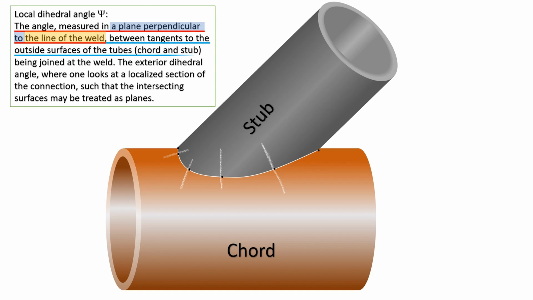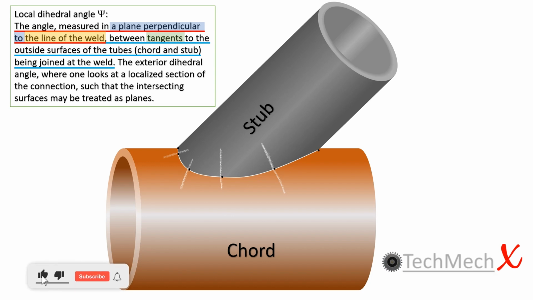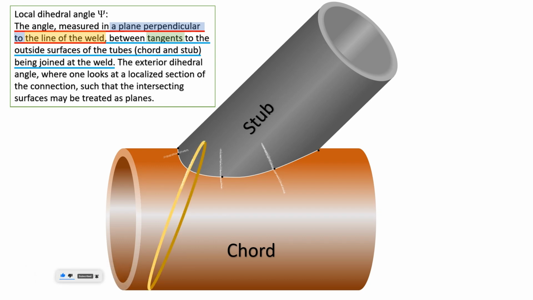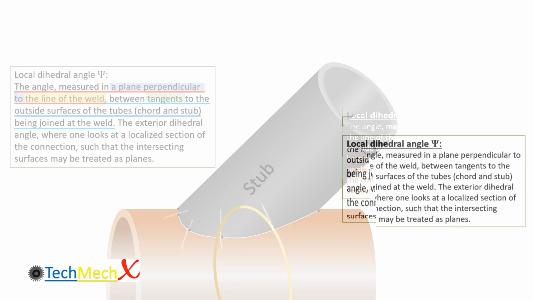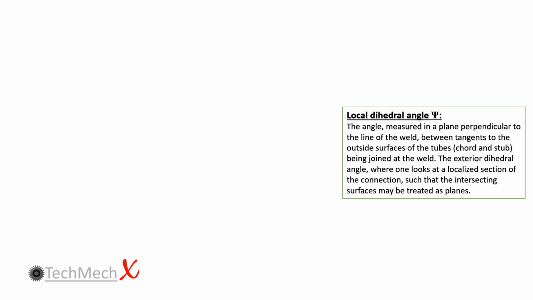The next underlined text states between the tangent to the outside surface of the tube, chord and stub being joined at the weld. Focus on the word tangents. Before exploring further, carefully examine the perpendicularly marked white lines on the weld line. Some of the lines extended on the chord form a circle. With reference to these circles, the tangents need to be identified to measure the local dihedral angle. Let's continue exploring the remaining part of the definition.